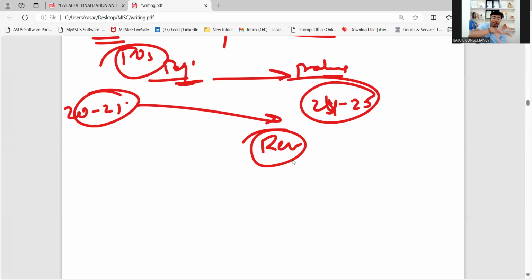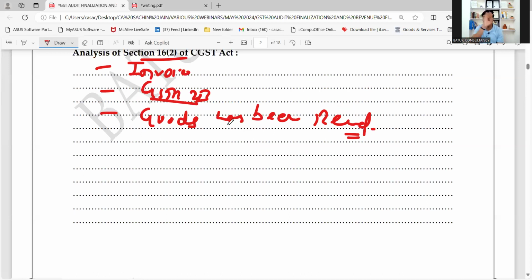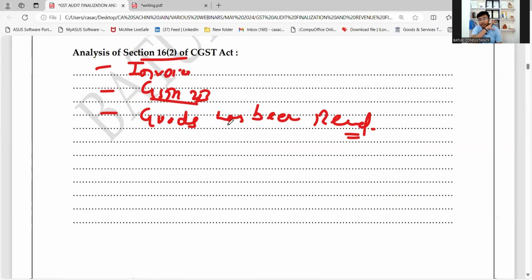And through that, you have to verify the purchase register from that perspective. Are you analyzing the purchase register from that perspective? Just comment in the chat box.